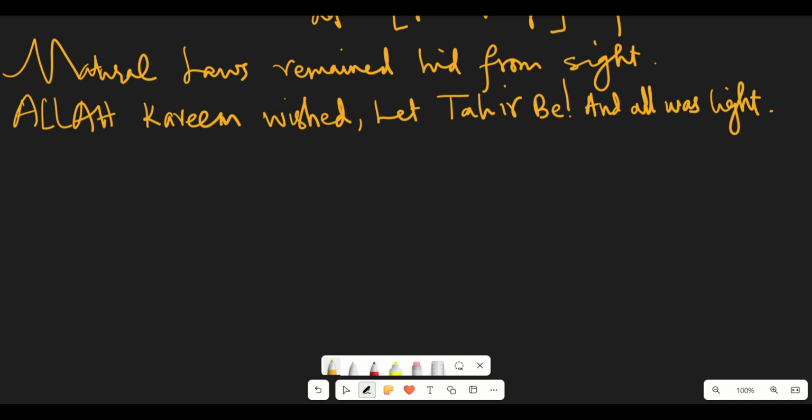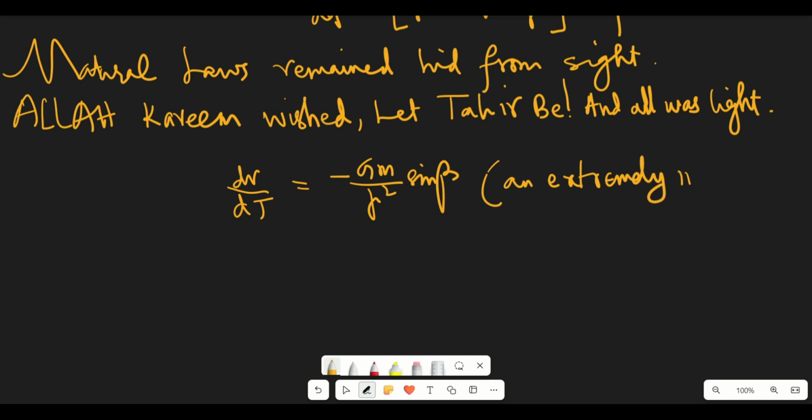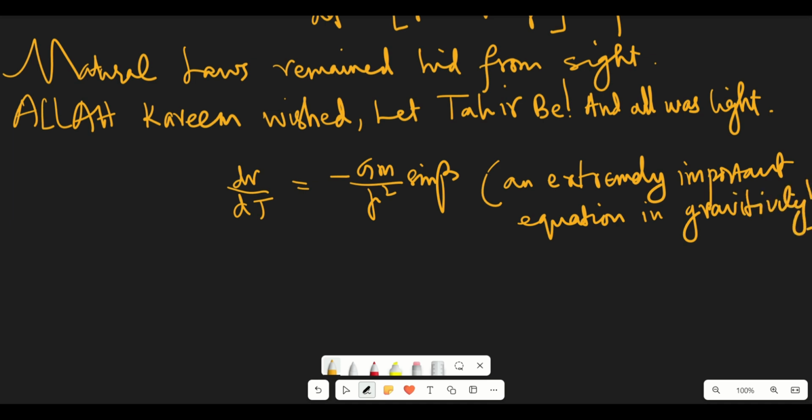Okay, let's go to page 30 of my book. Okay, so we'll use the previous equation: dv over dt is equal to minus GM over r square sin beta. This equation is an extremely important equation in gravity, which is an offshoot of basically relativity.